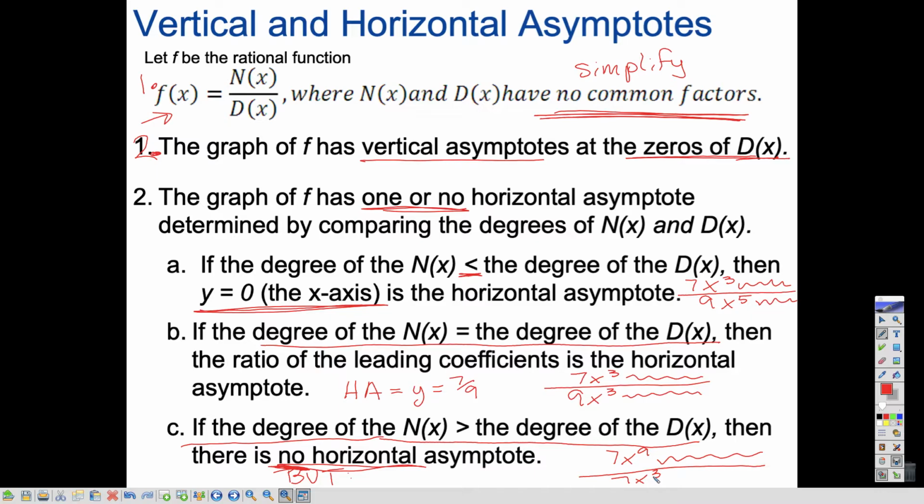Okay, let me know when I'm good. I'm good. Good. What is the HA? Horizontal asymptote. Guess what vertical asymptote is? VA.